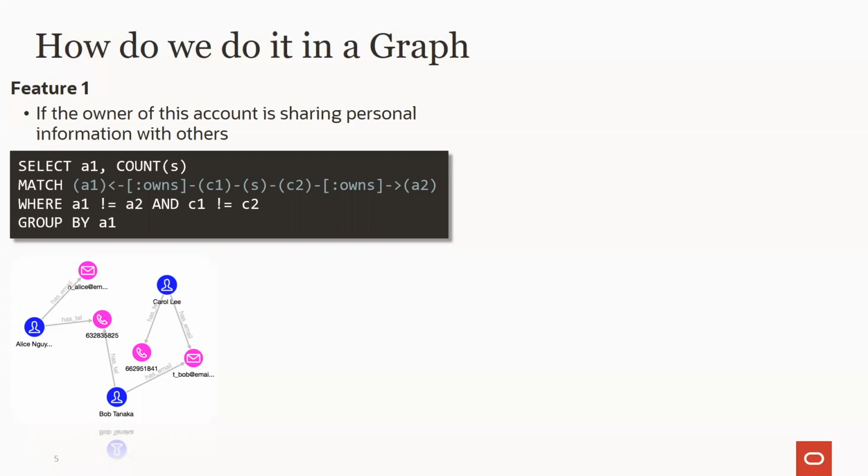So in this example, let's say the owner of a particular account is sharing personal information with other accounts. We can write a query, and that query will have a very specific pattern that we are interested in. Whatever pattern we are interested in, we can include in a query, and it will return the graph in a visually appealing way.